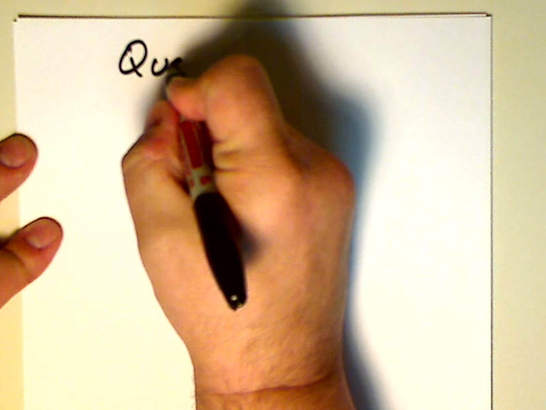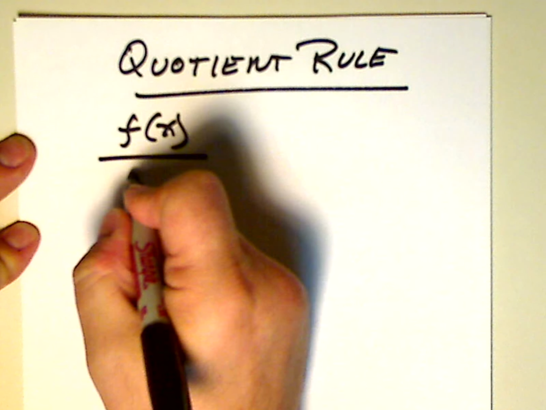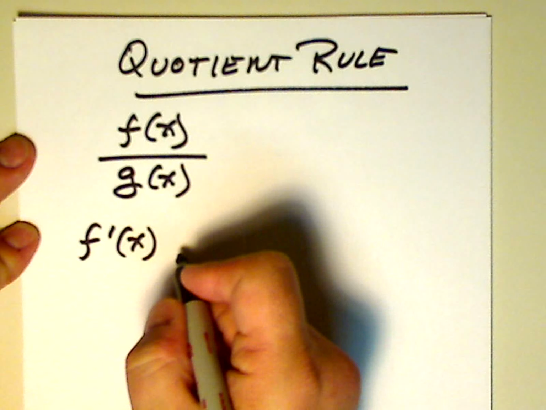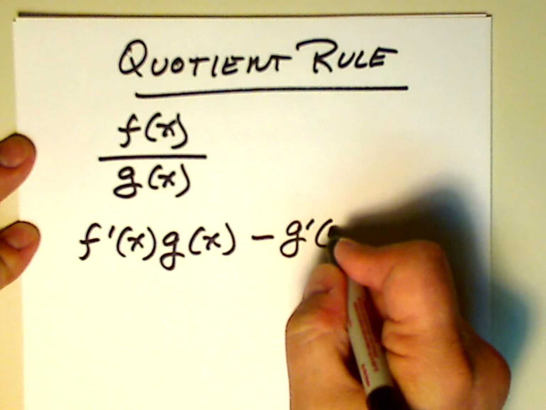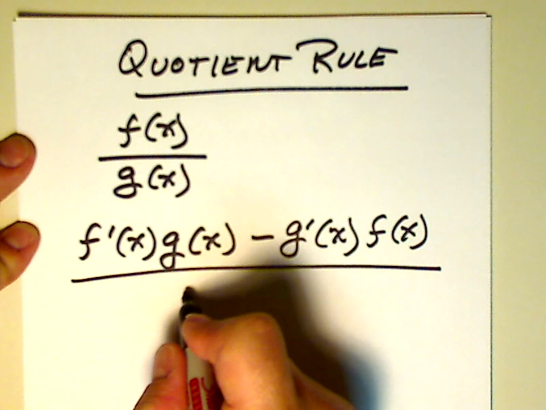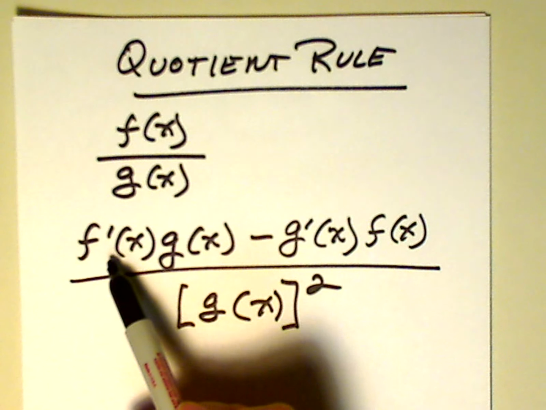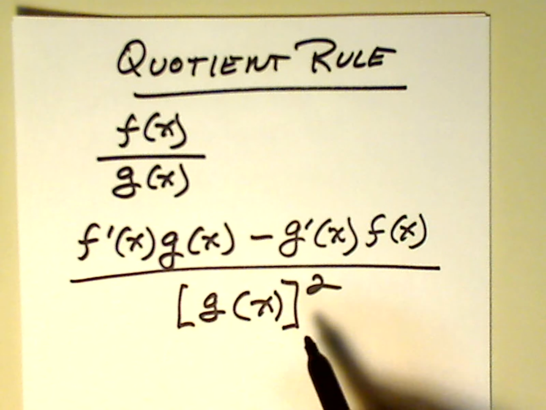And let me just remind you about the quotient rule, where we have f of x divided by g of x. We're going to take the derivative of the numerator, which is f prime x, and multiply it by the denominator, which is g of x. We're going to subtract off the derivative of the denominator, which is g prime x, times the numerator, which is f of x, and we're going to divide it by the denominator squared. So there you go, there's the quotient rule. We take the derivative of the numerator times the denominator minus the derivative of the denominator times the numerator, divided by the denominator squared. Okay. Let's move on.